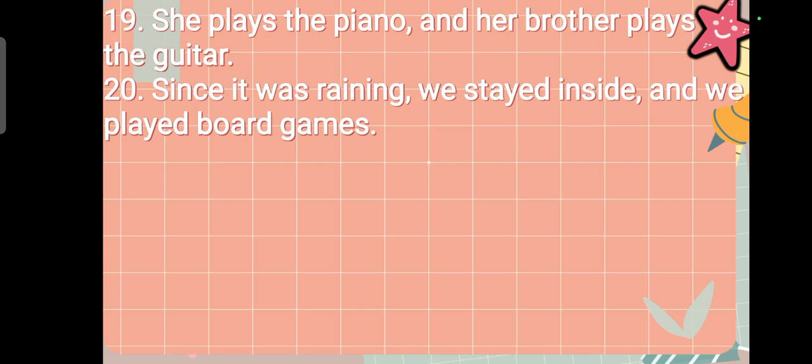So if you got 20, meaning you have mastered the 4 types of sentence structure.